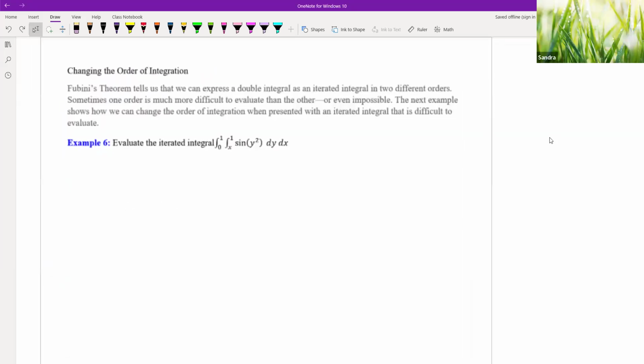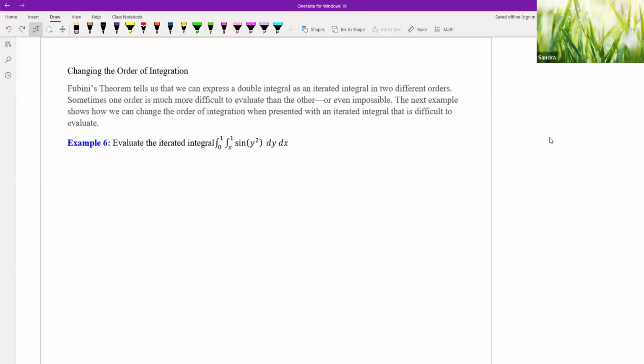Okay, let's do the last one. We have the last one right here. Changing the order of integration. Fubini's theorem tells us that we can express a double integral as an iterated integral in two different orders. Sometimes one order is much more difficult to evaluate than the other, or even impossible. The next example shows how we can change the order of integration when presented with an iterated integral that is difficult to evaluate.